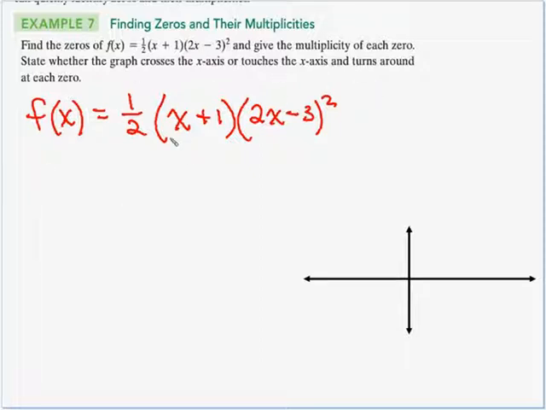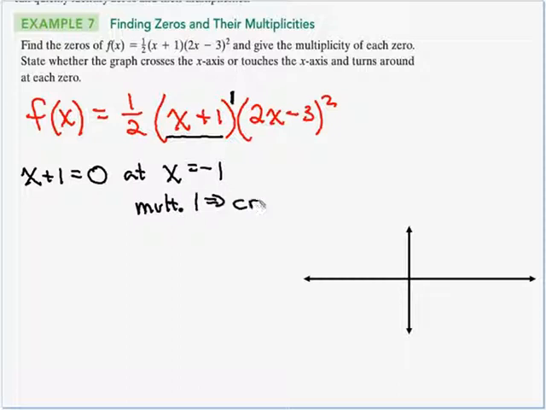So let's see. Here's our first 0. X plus 1 equals 0 at x is negative 1. If I subtract 1 from each side, I get x is negative 1. This had multiplicity 1. Our multiplicity was odd, and that implies we're going to cross the x-axis at negative 1.